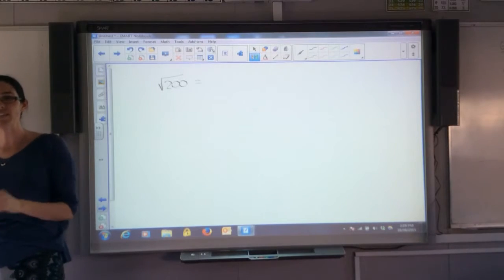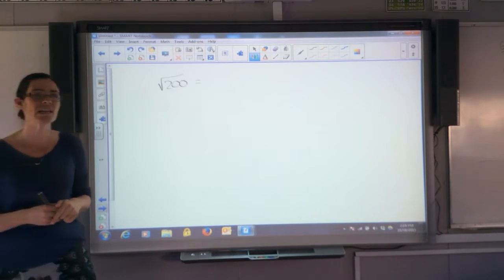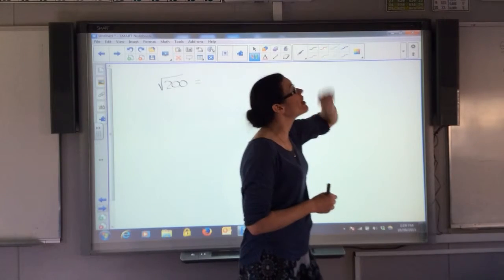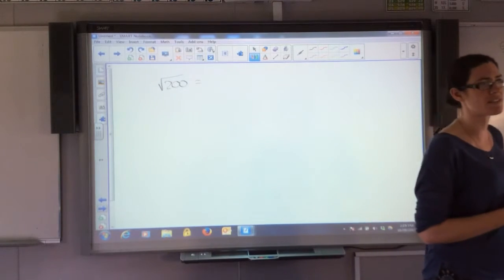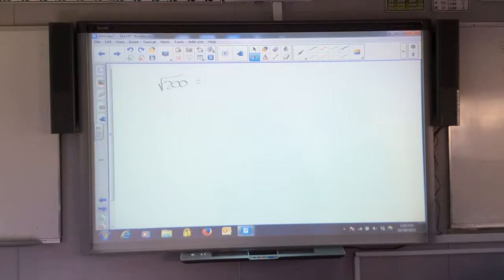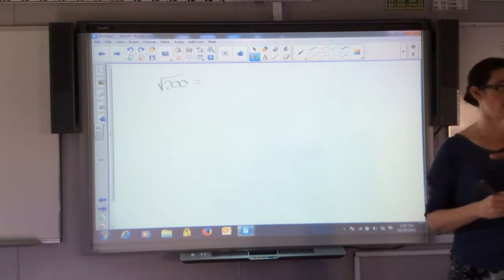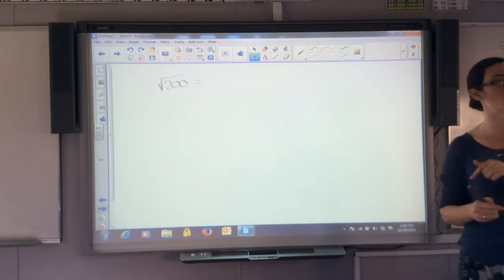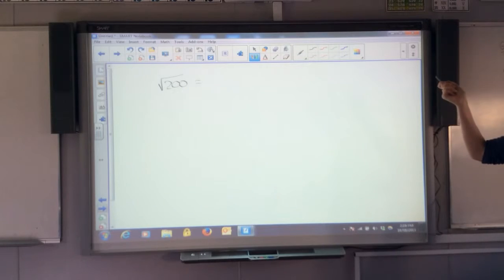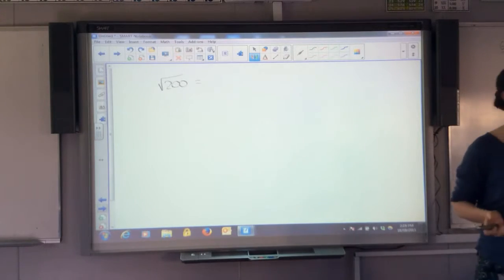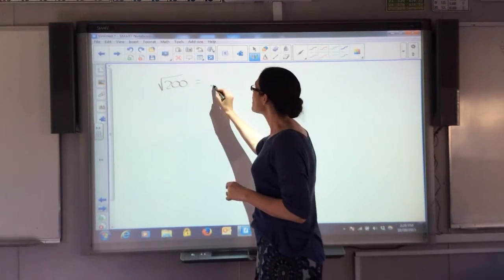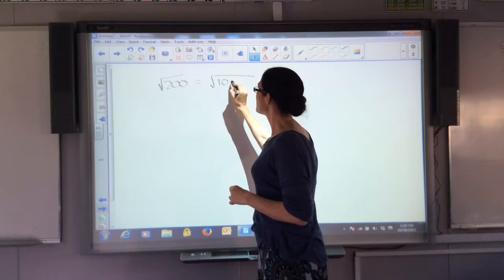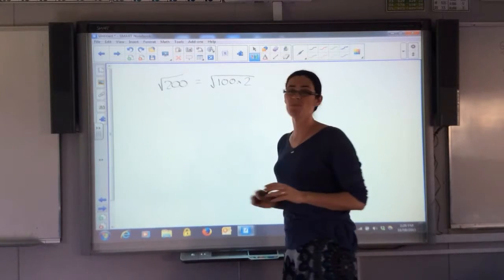The one we're interested in for simplifying is one that involves one of our perfect squares. So only one answer involved a perfect square, and that was Emma's answer. What was your answer, Emma? 2 times 100. Now we like that answer for simplifying because 100 is one of those special numbers that we can square root to 10. So it would be 100 times 2. Is everyone happy with that step?